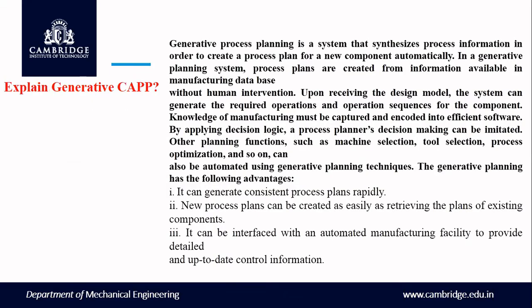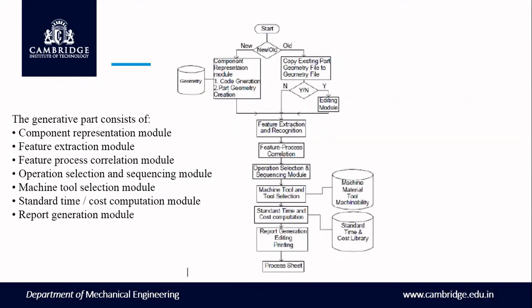Now, I told you about generative computer aided process planning, and I said I will explain it in the next slide. Now, generative process planning. This is the block diagram of generative process planning. The block diagram goes like this: start, then new or old model. There we are supposed to ask. I am just going to tell the new model right now. After that, once again, we can go to the old model.